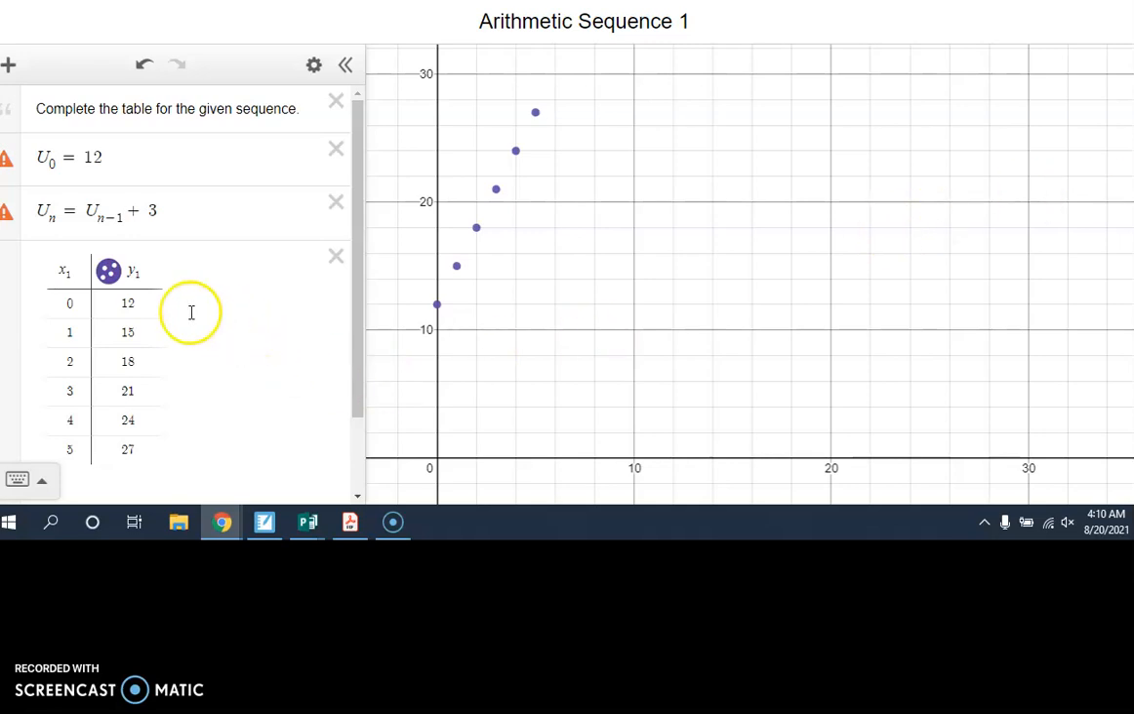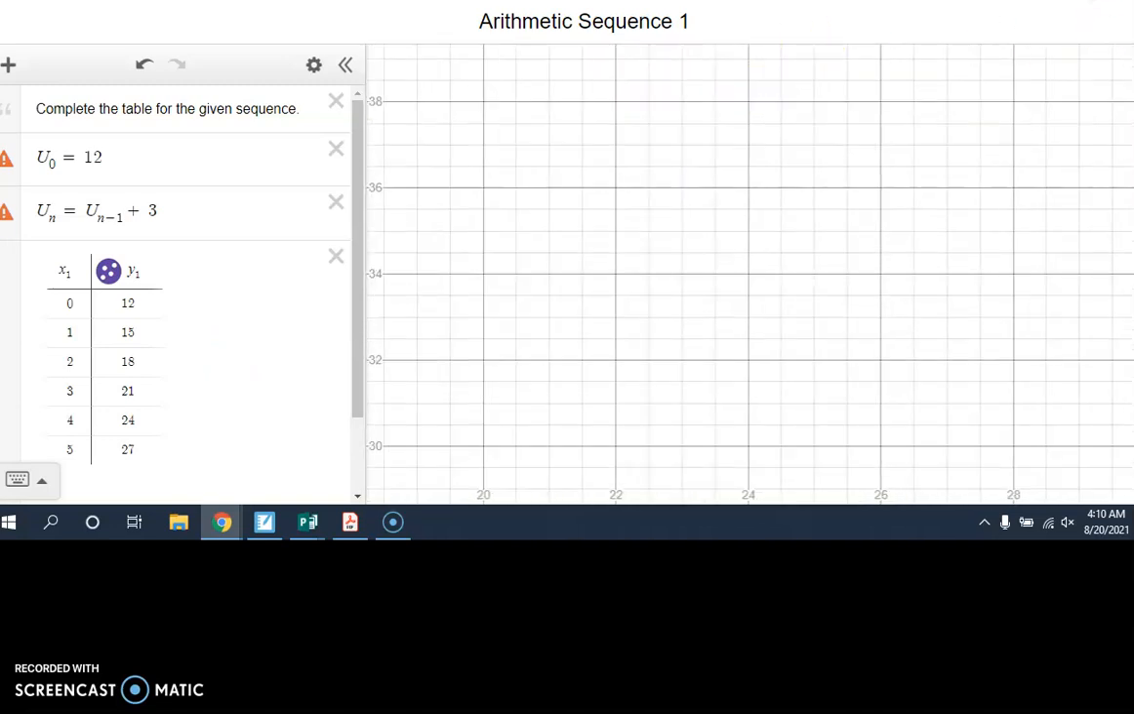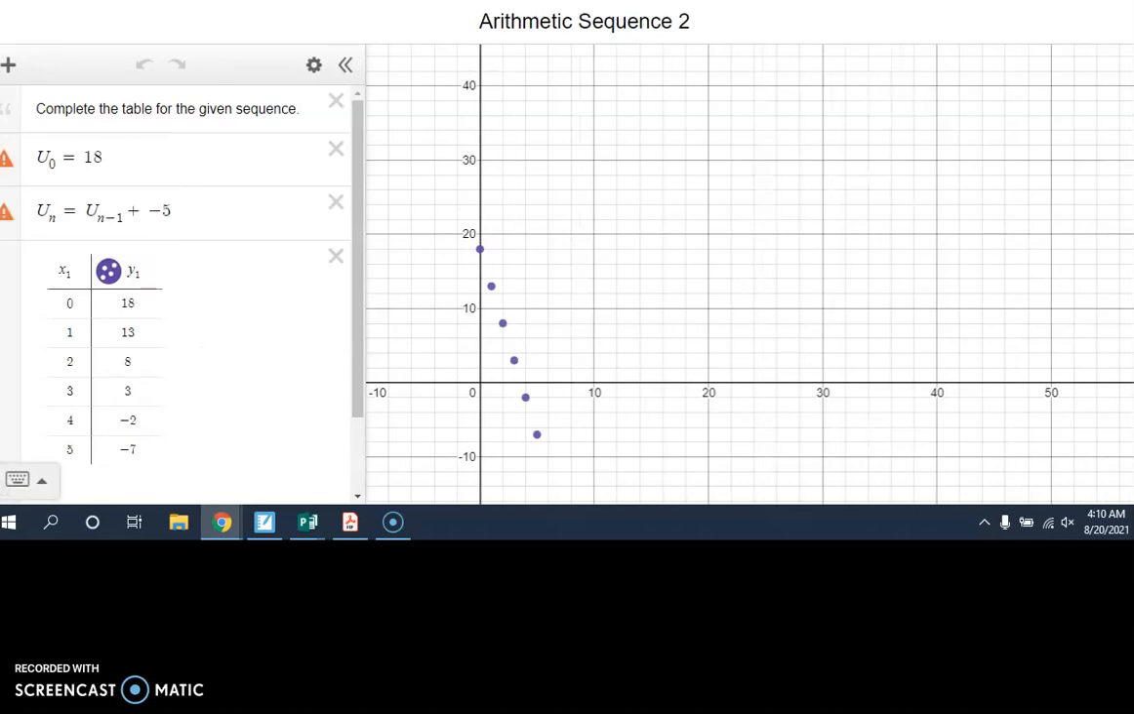The reason we don't connect the points is because we're listing numbers starting at 0 and we're counting off by 1, so there is no 2.5 answer or 4.2 answer. We just have these 6 answers and that's it. In screen 2, we have, again, another linear pattern.